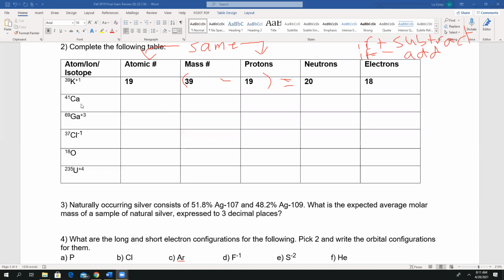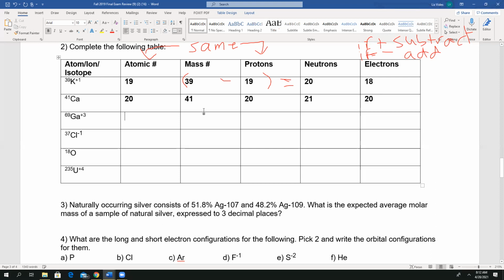All right, calcium, once again, it's giving us that. So we need to write down 41 right there. Then look in the periodic table and see that calcium is number 20. The protons are 20 also. Remember, those two are the same. The neutrons, we subtract those two. It's going to be 21. And then the electrons, it's also going to be 20 because they are the same as the protons, because we have no charge.